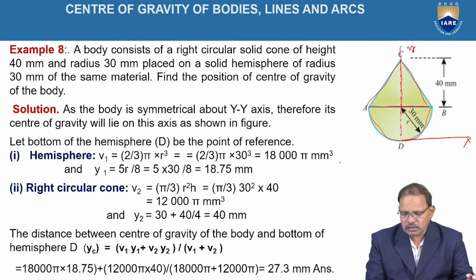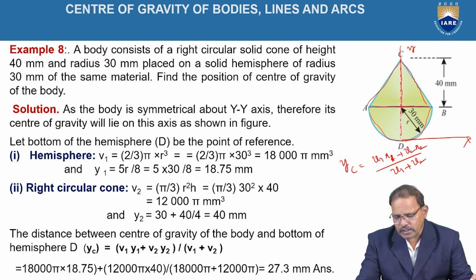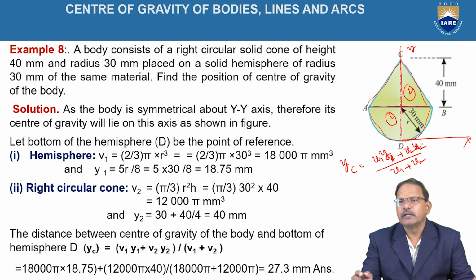Here the equation is y equal to v1 y1 plus v2 y2 divided by v1 plus v2. This equation is generally useful for determining the position of the centroid, where v1 represents the volume of the first part of the composite figure, here the hemisphere, and v2 represents the volume of the right circular cone. y1 and y2 represent the position of the centroid of the first and second elements with respect to the x-axis.